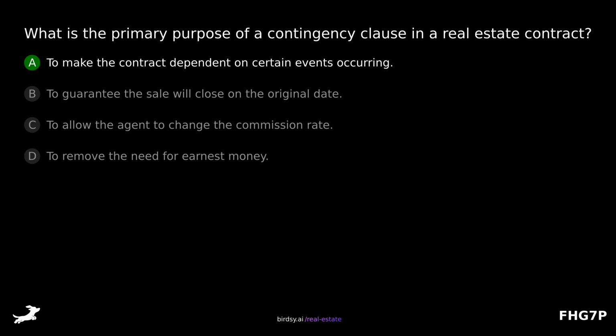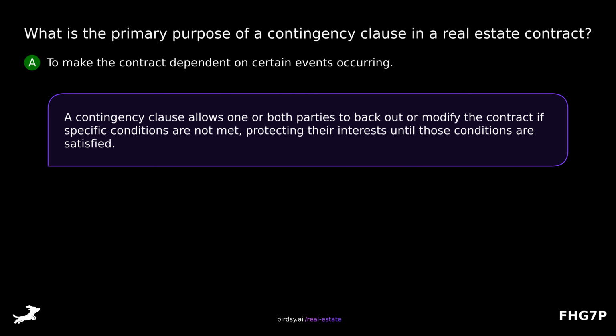The correct answer is A, to make the contract dependent on certain events occurring. A contingency clause allows one or both parties to back out or modify the contract if specific conditions are not met, protecting their interests until those conditions are satisfied.